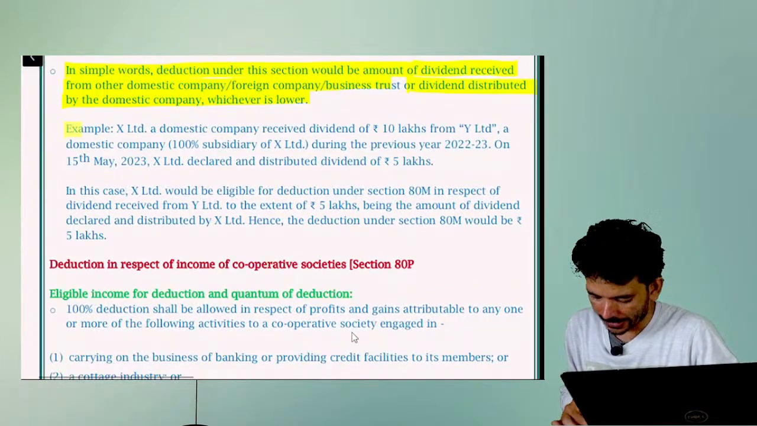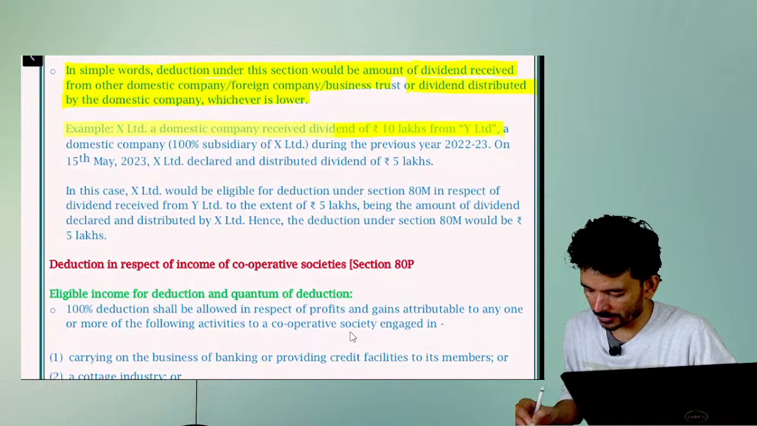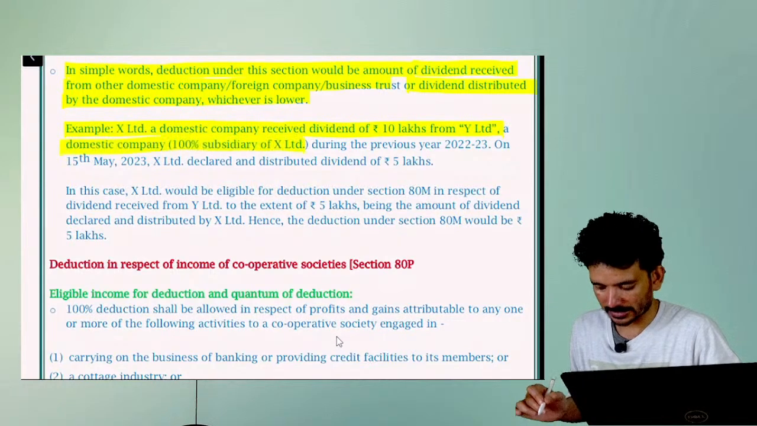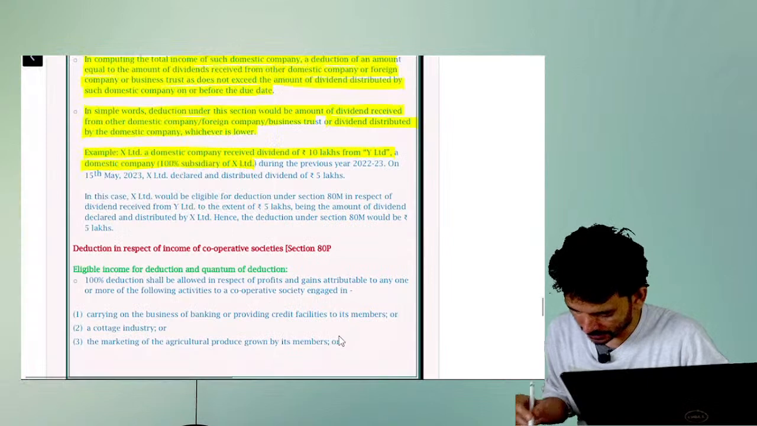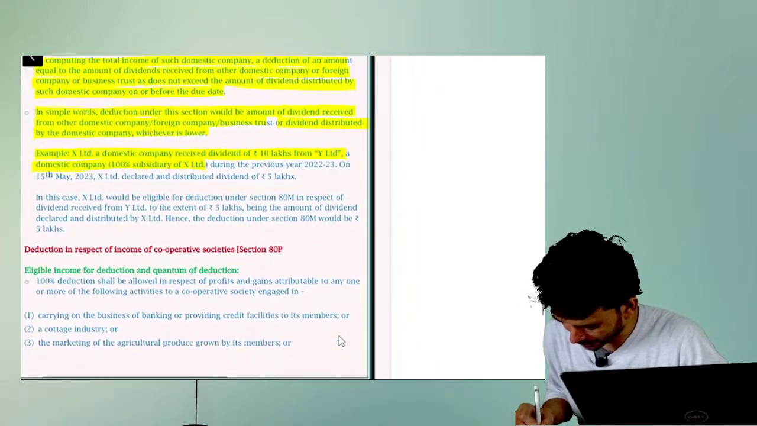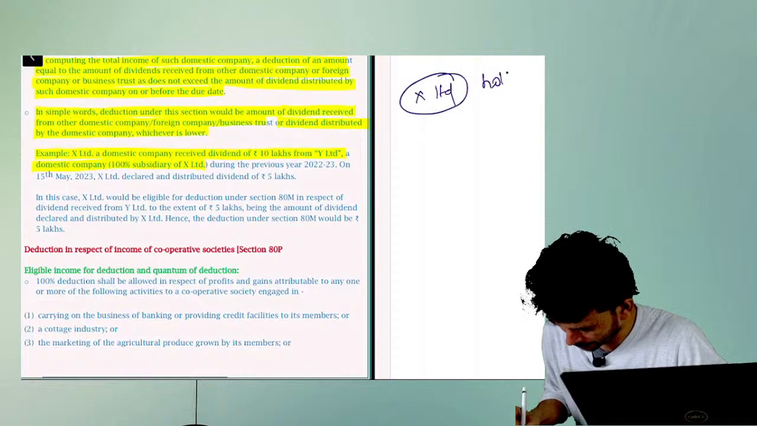Example, you see, X Limited, a domestic company, received a dividend of 10 lakh from Y Limited, a domestic company, 100% subsidiary of X Limited. So I'll just make a chart here. X Limited, this is a holding company.